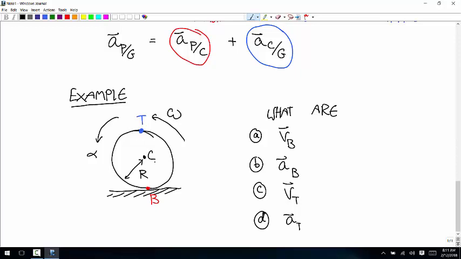Anybody have any thoughts about the relative speeds of B and T? Which one's going to be moving faster, slower? Are they going to be the same? They're not going to be the same. If they all had the same velocity, this thing would just be sliding. Can you see that? Oh, it would be the same absolute value of velocity, but they would be opposite signs.